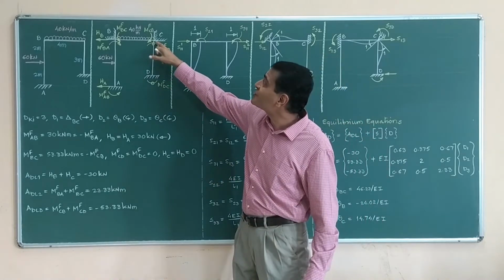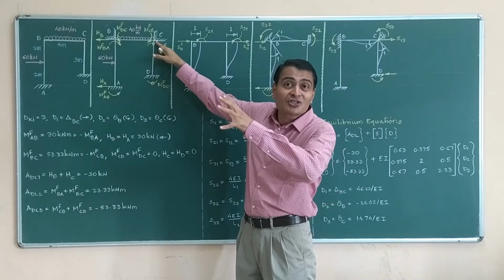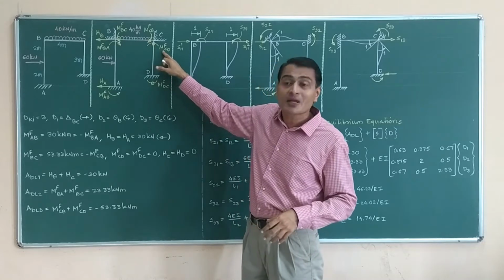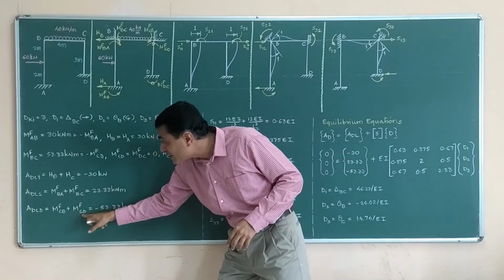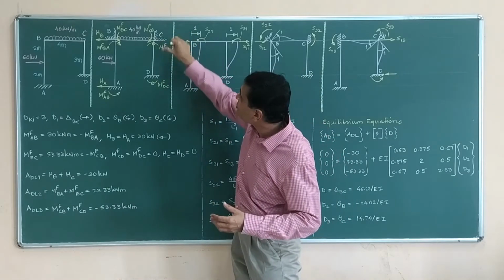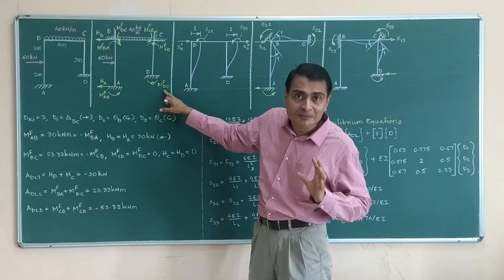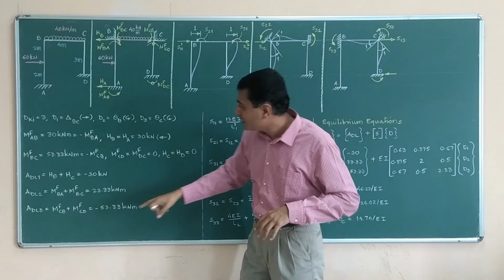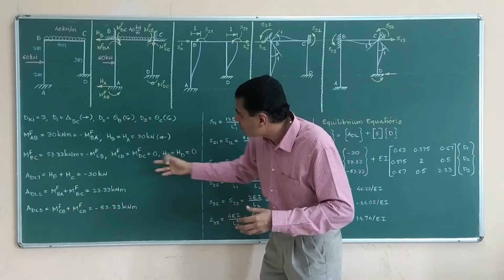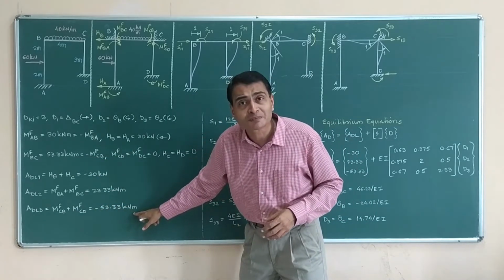D3 means rotation at C point. Action corresponding to D3 in the restrained structure because of loads is going to be MFCB plus MFCD. That is what I am writing here. Now since there is no transverse load here, neither do we have HC, nor do we have MFCD, nor do we have MFDC. So we are simply getting ADL3 is equal to MFCB. MFCB I have already found here, that is negative 53.33 kilonewton meter.